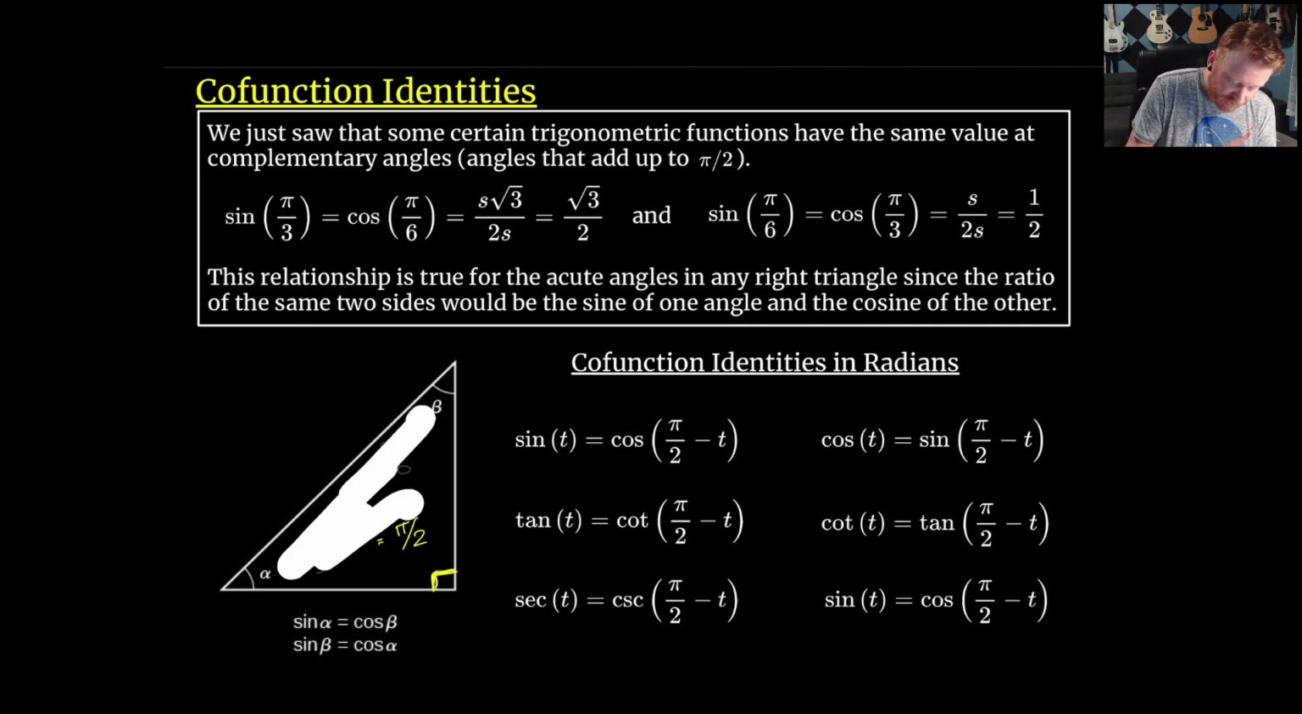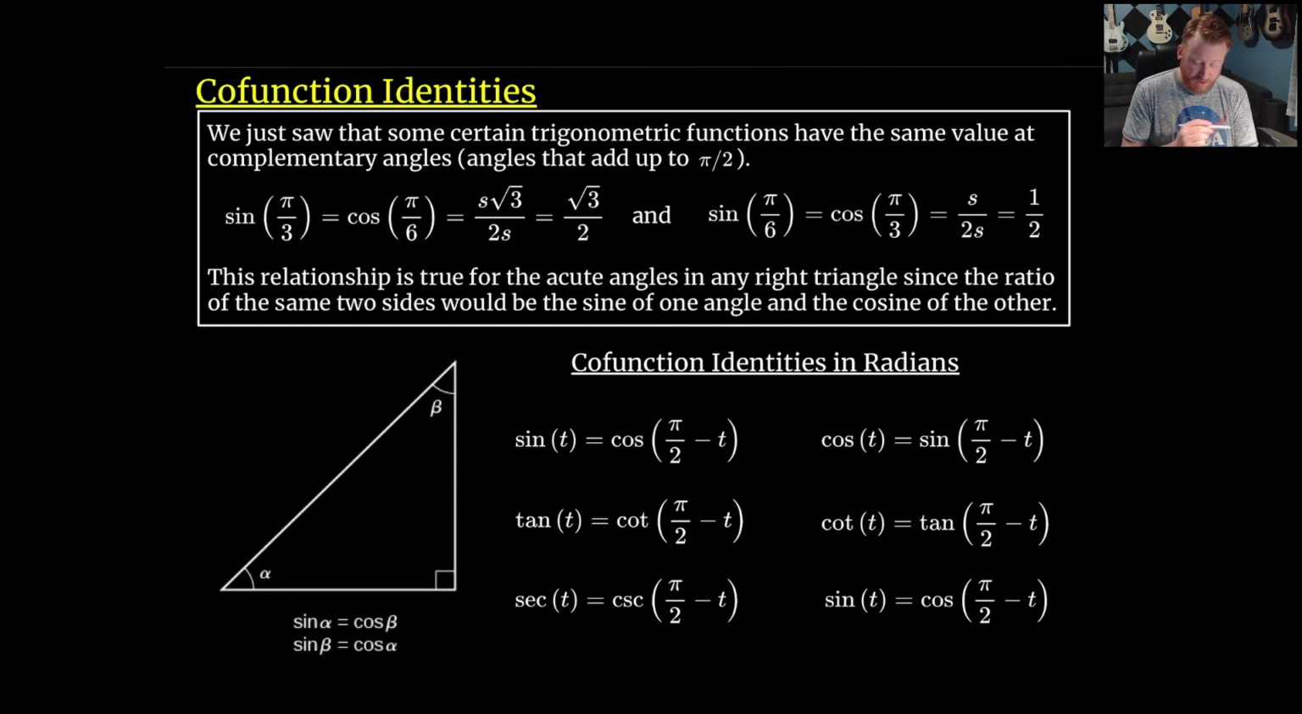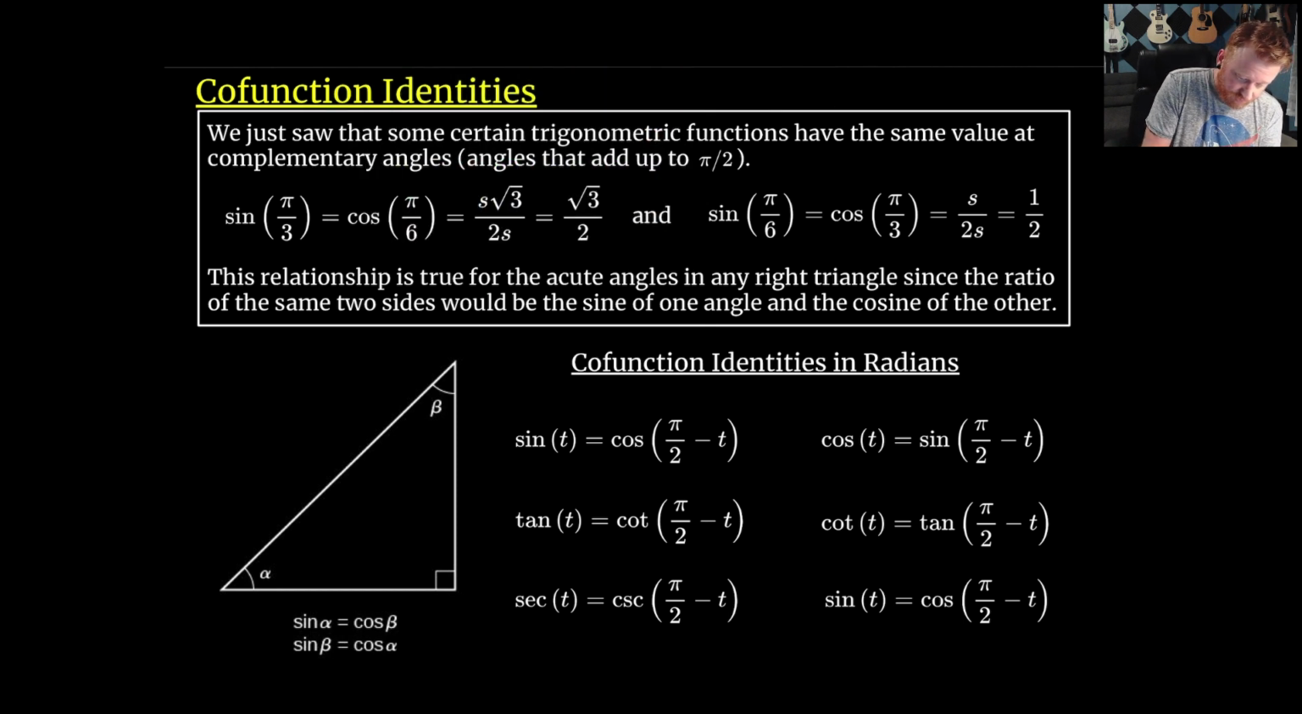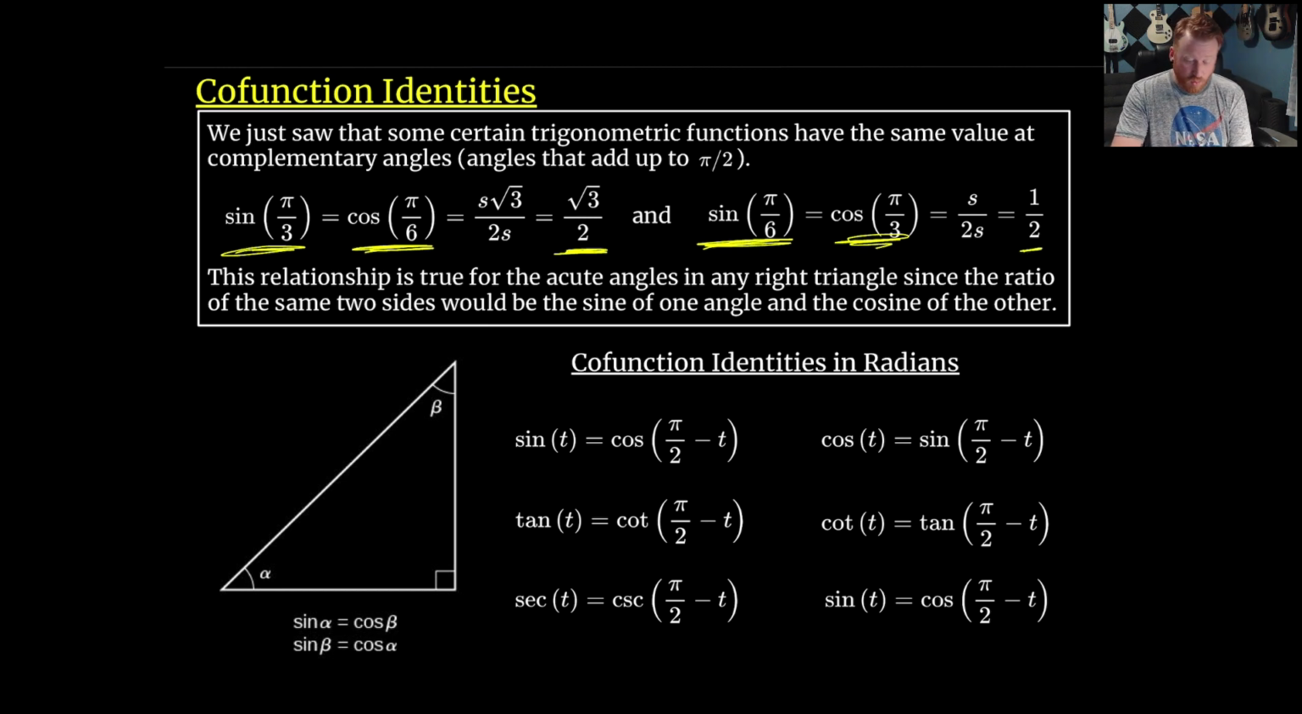I was just writing in some specific angles there, but they can be arbitrary. What I was just saying was sine of pi over 3 is the same as cosine of pi over 6. Those are complementary angles, and they have the same output. Same thing with sine of pi over 6 and cosine of pi over 3, because those are always the ratio of those same sides. That will always be 1/2.